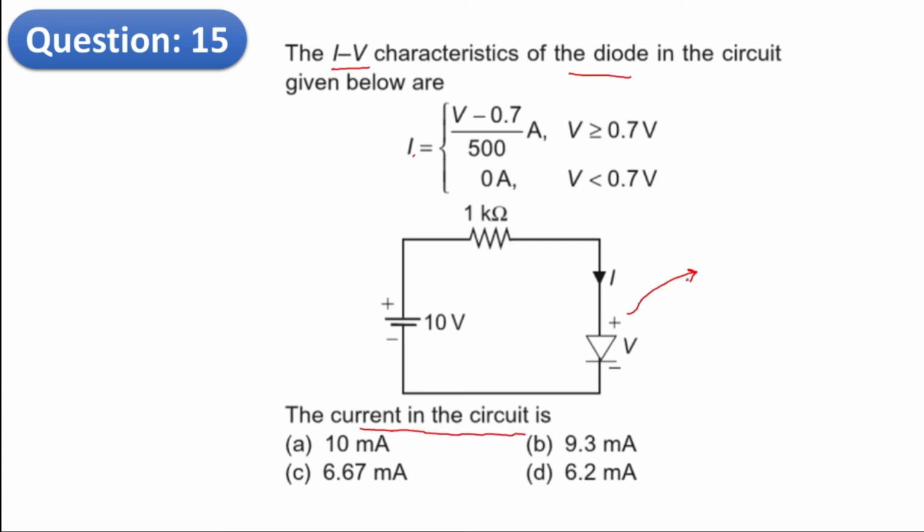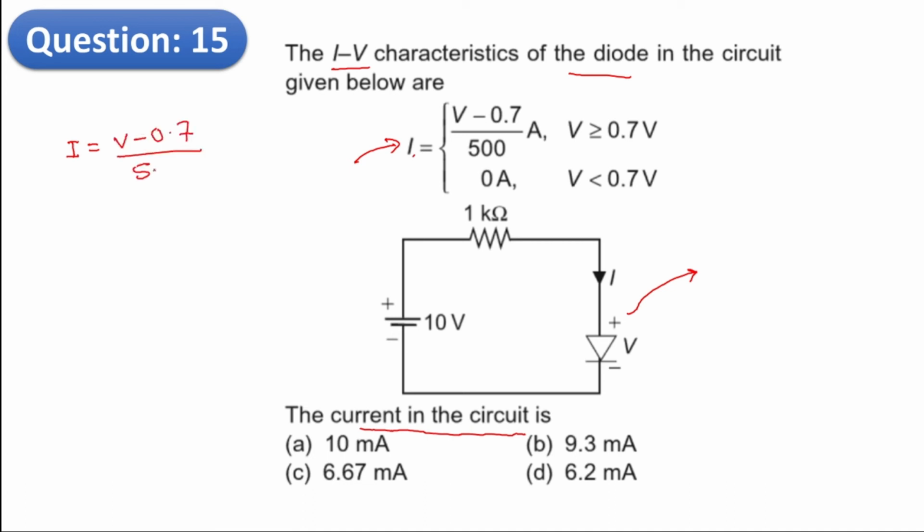So that we require the internal resistance for the diode. We can calculate the internal resistance of the diode with the help of this characteristics. The given part is I equal to V minus 0.7 divided by 500.